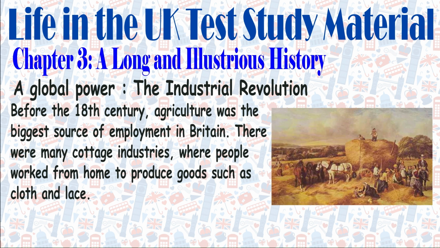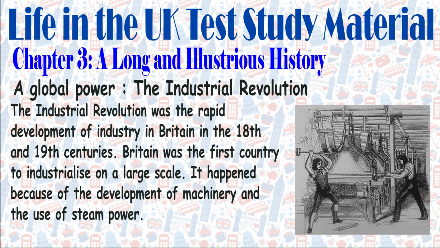The Industrial Revolution. Before the 18th century, agriculture was the biggest source of employment in Britain. There were many cottage industries, where people worked from home to produce goods such as cloth and lace. The Industrial Revolution was the rapid development of industry in Britain in the 18th and 19th centuries. Britain was the first country to industrialize on a large scale.